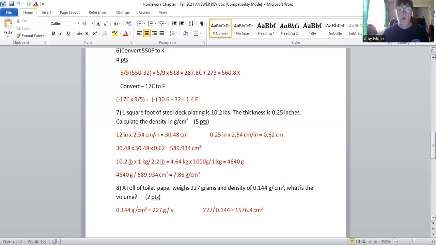So 4,640 divided by 589.934 should give you 7.86. And this is in grams per cubic centimeter. Remember that the rule of thumb is if you see a density above 30, 4 grams per cubic centimeter or grams per milliliter, since they're the same thing, be deeply suspicious. It is highly unlikely to have a value greater than 30.